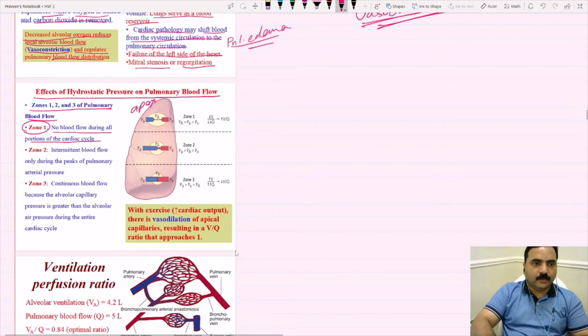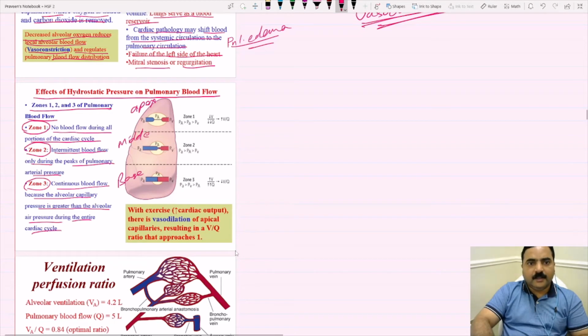Zone 2 is seen when there is intermittent blood flow only during peaks of the pulmonary arterial pressure. That means during systole there will be blood flow, and during diastole there is no blood flow. And zone 3 has continuous blood flow, because the alveolar capillary pressure is greater than the alveolar air pressure during the entire cardiac cycle. That's normally seen in the base. This is the middle of the lung. So what happens over here?